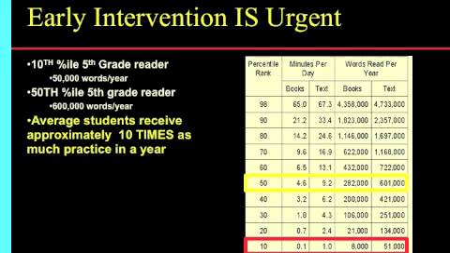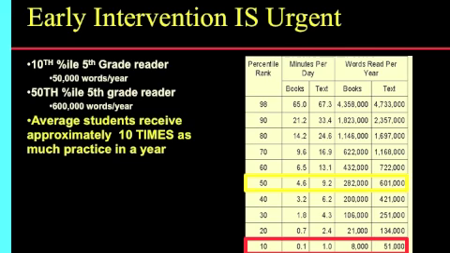This is a study that was done in 1998 looking at the actual number of words that an average fifth grade reader in the United States reads when compared with a child with dyslexia. In the chart on your right, the area that is circled in yellow is a typical reader. It's a child in the 50th percentile who will read approximately 600,000 words per year.